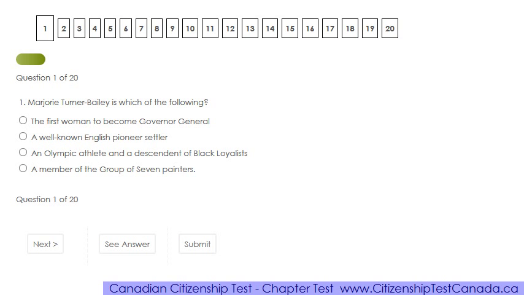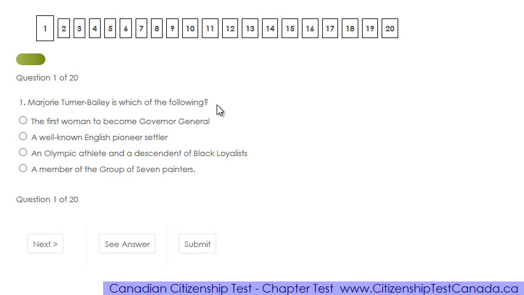This chapter test happens to be from Chapter 2, or Section 2, which is called Who We Are. That's not one of the longest sections in the study guide, but it does have a lot of names and dates that you're going to have to memorize. Let's take a look at question 1.